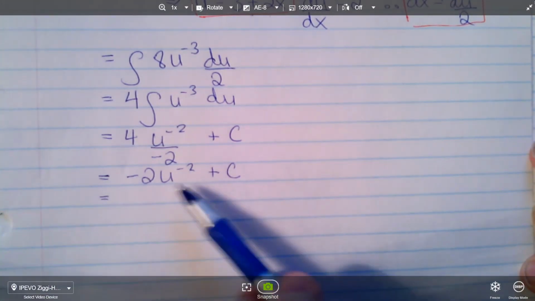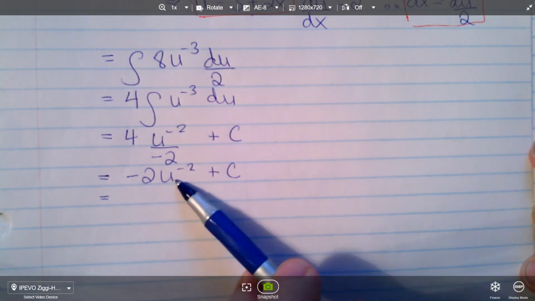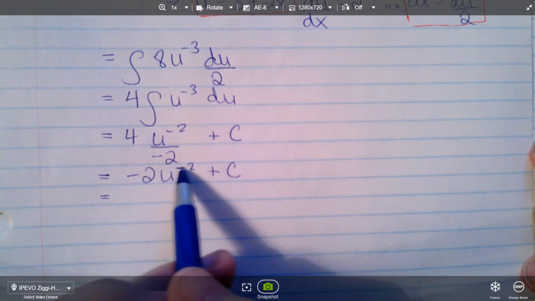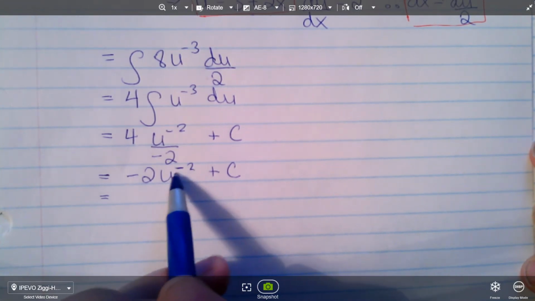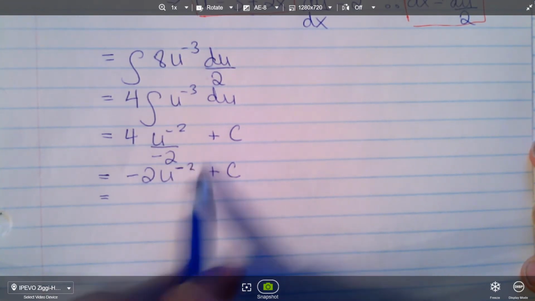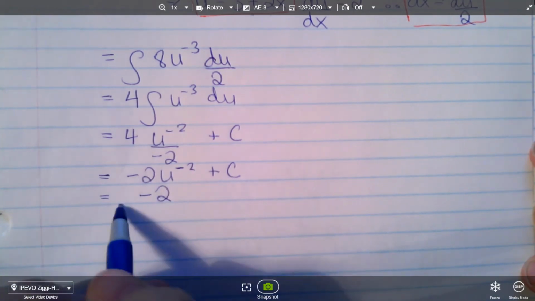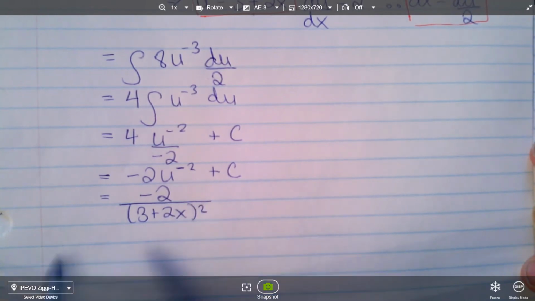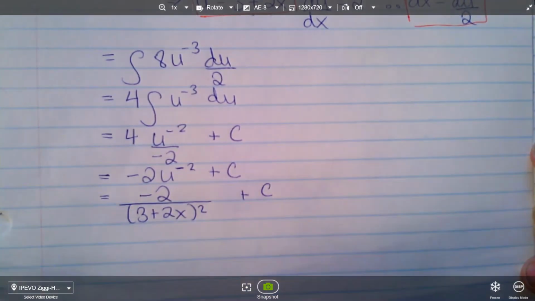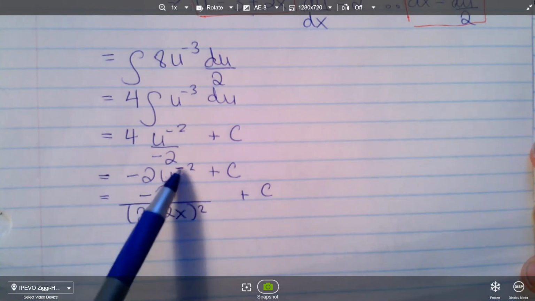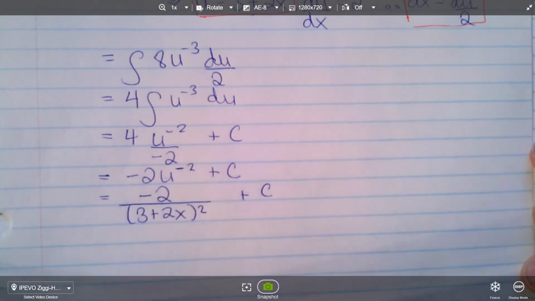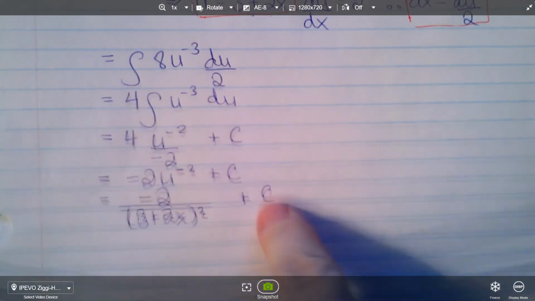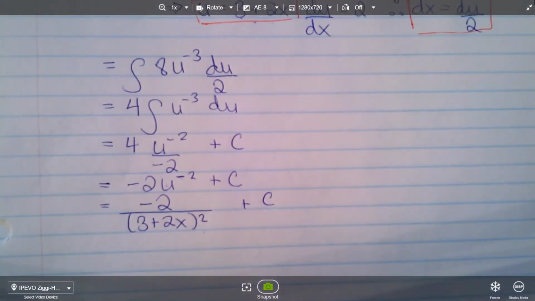And last but not least, I don't want to leave the u as it is. I'm going to substitute what I had as u back in. If it's alright, I'm also going to get rid of the negative right away. So in my next line, it's going to shift to the bottom because of that negative. So -2, the number stays on top, but the (3 plus 2x) to the power of 2 goes back on the bottom. So I did two things at once there. I put the u back in, and I also made the negative exponent positive by going down. But there it is, and that would be my answer. And I have my plus c. Even in substitution, you need your plus c.